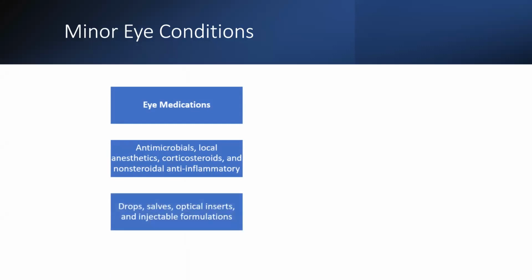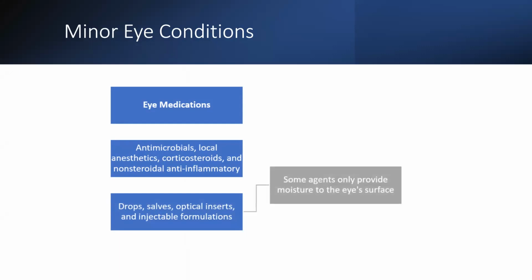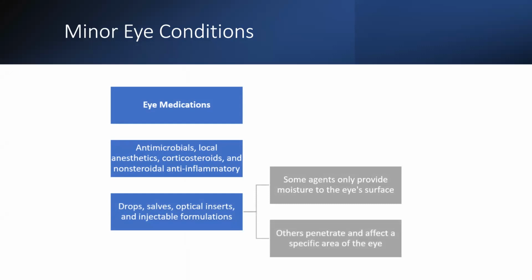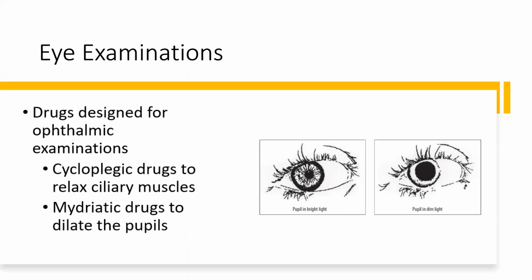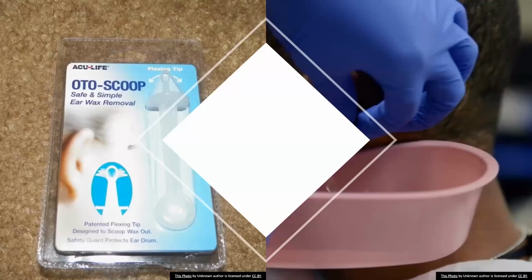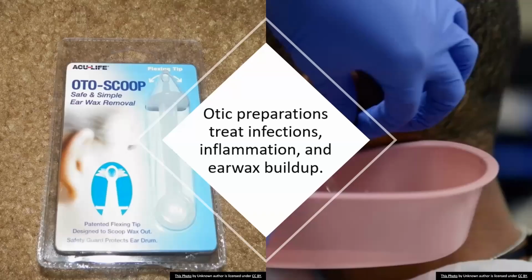The drops, salves, ocular inserts, and injectable formulations include some agents that only provide moisture to the eye surface, and others that penetrate and affect a specific area of the eye. When we do the eye examination, with drugs designed for ophthalmic examination, we dilate the pupil. We can see the pupil in bright light is like that and the pupil in dim light is like that. We do some ophthalmic examinations where we use cycloplegic drugs to relax the ciliary muscles and mydriatic drugs to dilate the pupils. So this is about the otic preparations now.